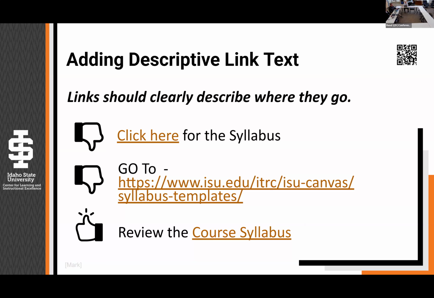That's also not accessible, because when a screen reader hits that, it's going to read every single letter and character within that URL, and that could be distracting to the learner and the learning environment. So what you want to do is make that a descriptive link. You'll see at the bottom under the thumbs up where it says "review the course syllabus," and that's a descriptive link because it tells the learner that they're going to the course syllabus.